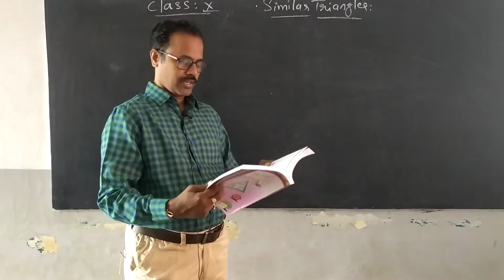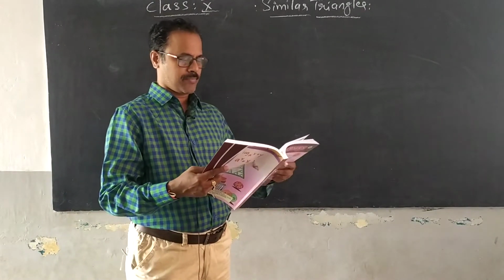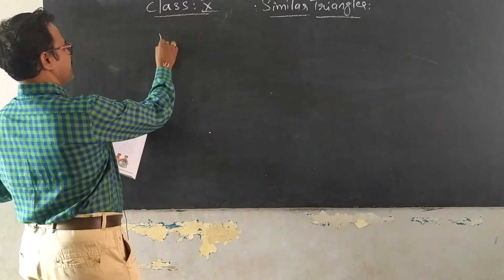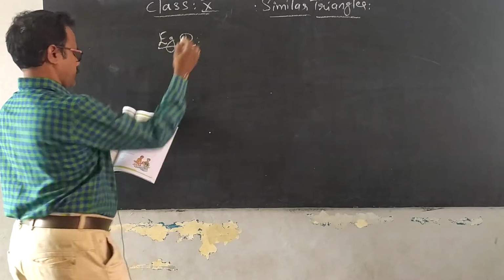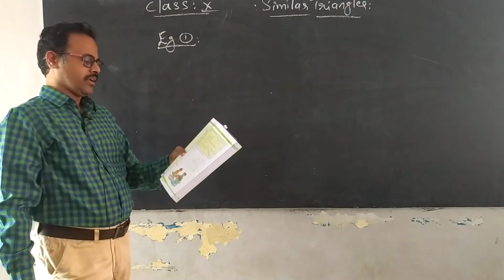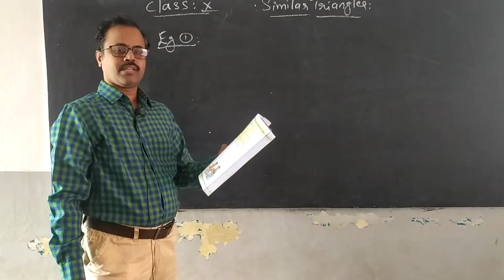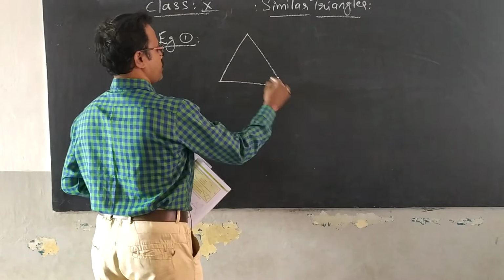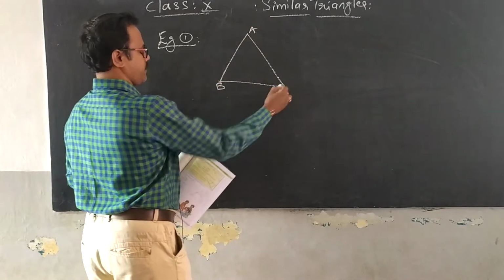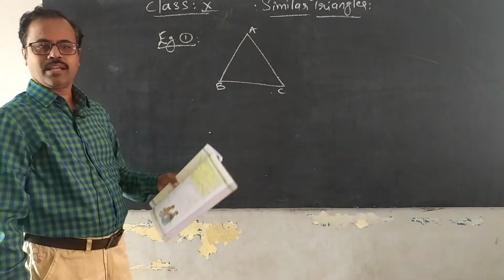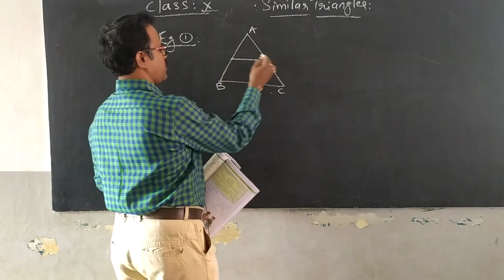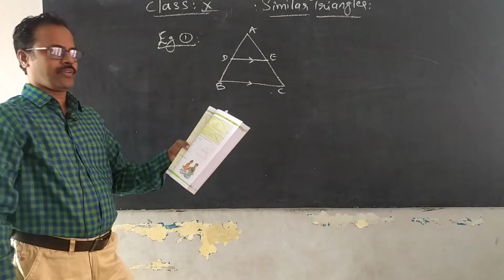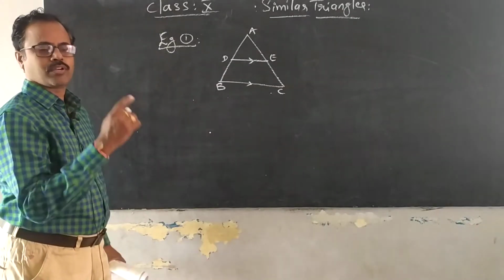Okay guys, there are some important examples for us. Let us see example 1 here. The question is given as: in triangle ABC, DE is parallel to BC. Let us draw the triangle ABC. It is given that DE is parallel to BC, so we draw the line segment DE parallel to BC, and also given that AD by DB is equal to 3 by 5.